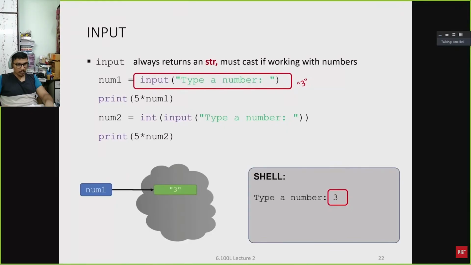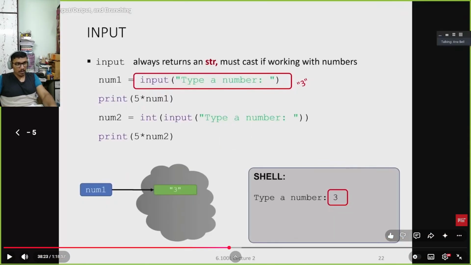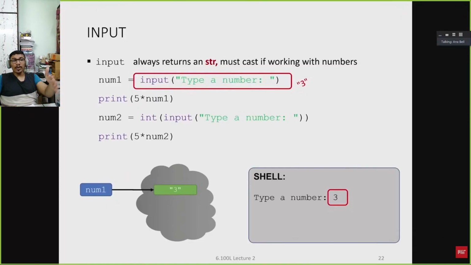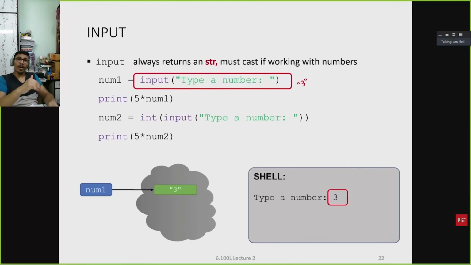When I print 5 times num1, what is that going to look like? You guys tell me. 5 times, wait. So input, so that should give me 3 for this specific output. The Python program will eventually give me 33333, because the 3 that we give as an input is not an integer, instead it's a string.